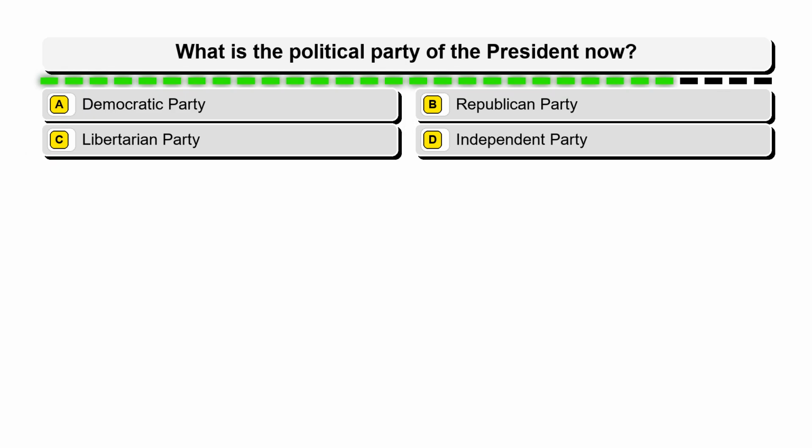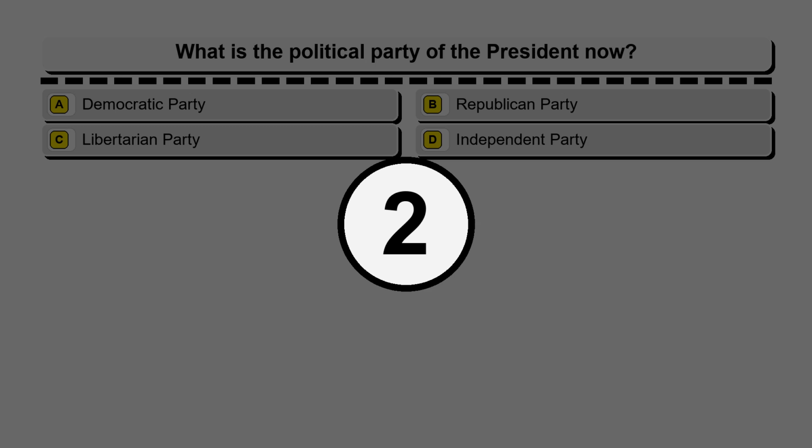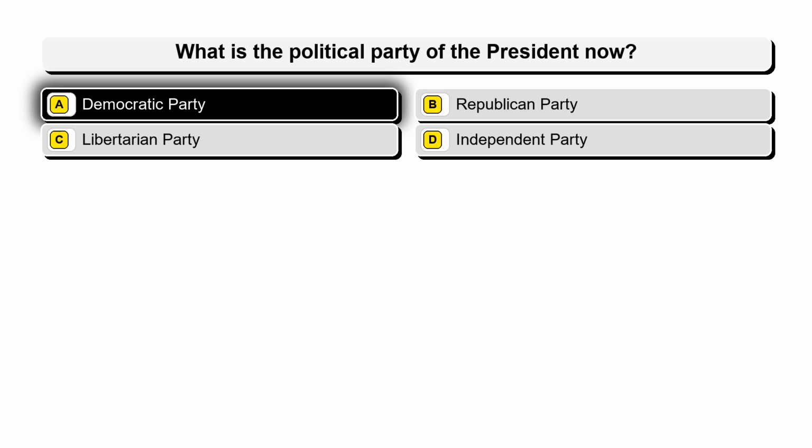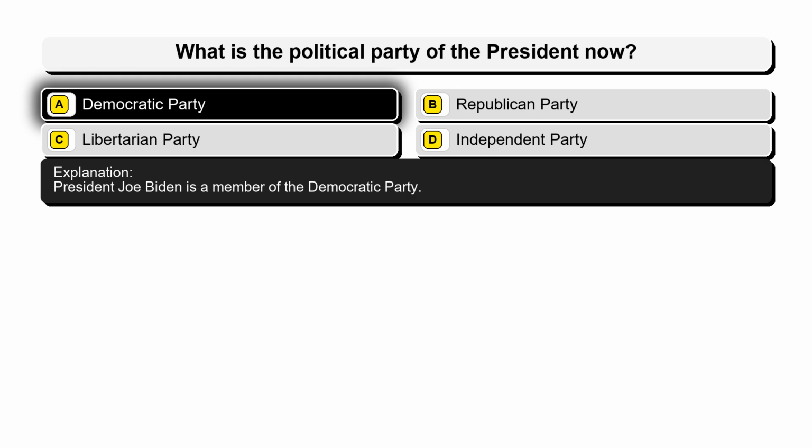Question 114. What is the political party of the president now? Option A, Democratic Party. Option B, Republican Party. Option C, Libertarian Party. Option D, Independent Party. The correct answer is option A, Democratic Party. President Joe Biden is a member of the Democratic Party.